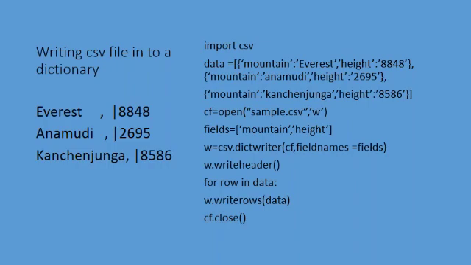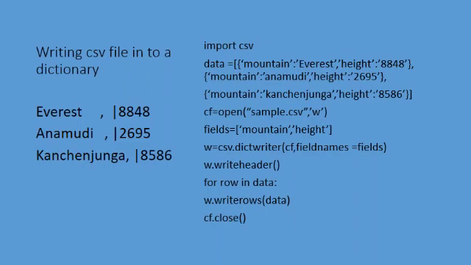In the previous class you have seen key colon value and all. So mountain is a key, value is Everest. You should give it in curly braces, and each and every row can be given using curly braces. So mountain, Everest, height 8848. So Everest and 8848 is a value. Similarly, next Anamudi and 2695 is a value.